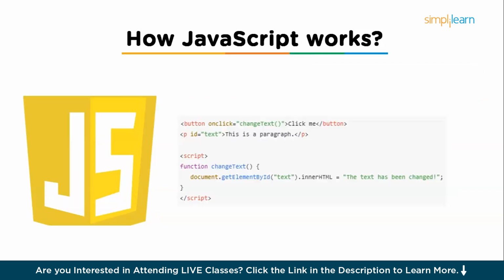So this is an example of a simple JavaScript function that changes the text of an HTML element when the button is clicked. In this, the onClick attribute triggers the change text function when the button is clicked, and the change text function modifies the content of the p tag by accessing its text id and changing its inner HTML.